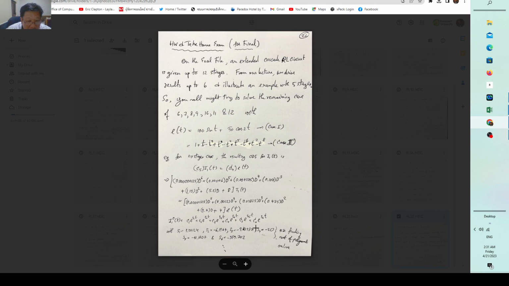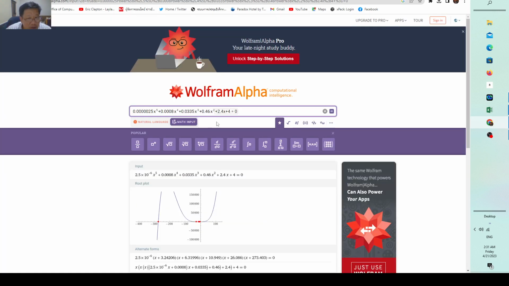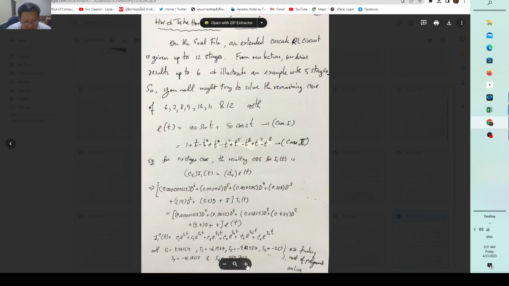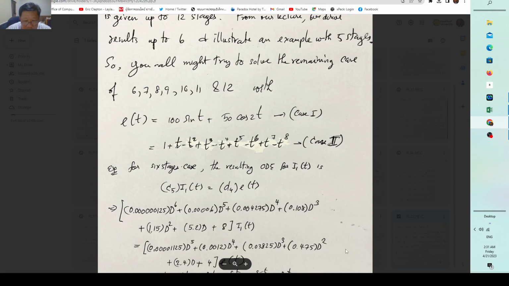Again, why? Because the characteristic equation here is a polynomial of order 6. And how am I going to find the roots of a polynomial of order 6? I go back to using something like Wolfram Alpha, which I have already done. You might recheck it again, whether I did it correctly or not.